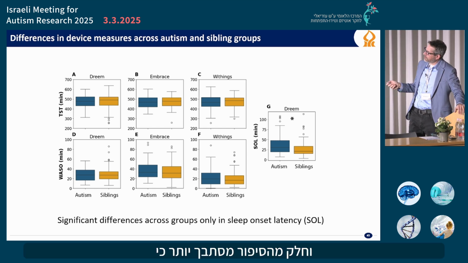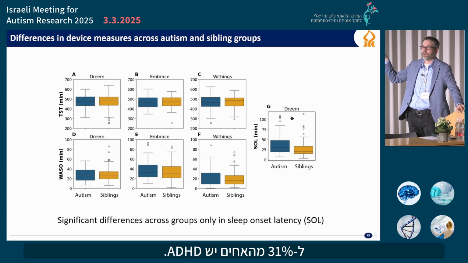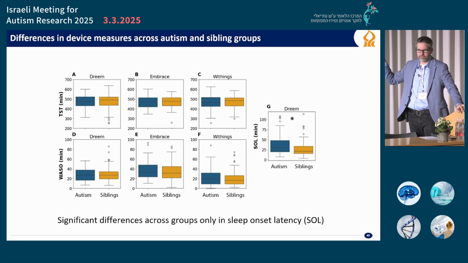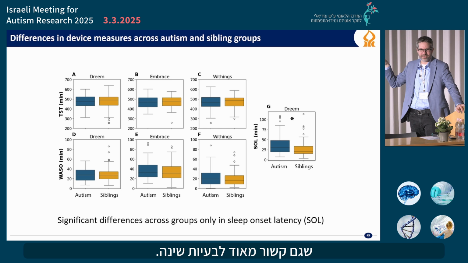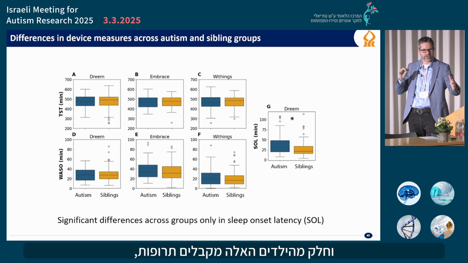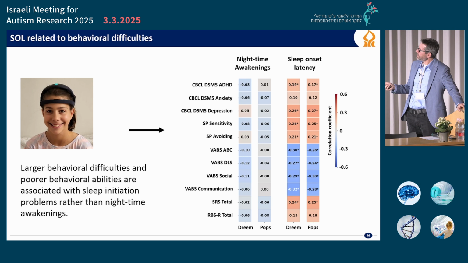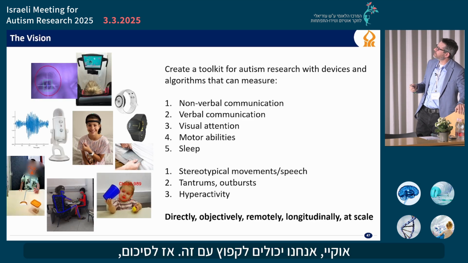And part of the story gets more complicated because 31% of the siblings have ADHD, which is also highly correlated with sleep issues. And so there's a lot more digging to do here, and some of these kids are on medication, and so on and so forth. But okay, we can jump over that.